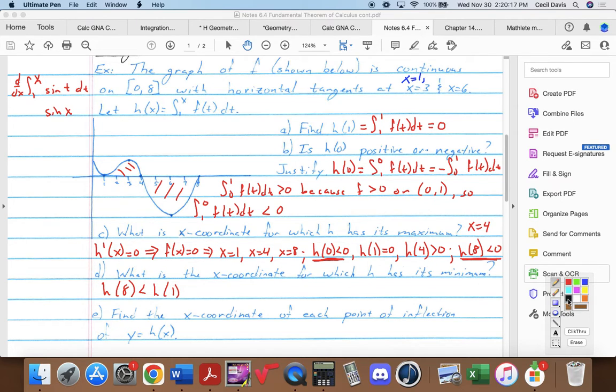H of 1 is simply the opposite of this area here. That's a small negative number. Whereas h of 8 is the area from 1 to 4 minus the area from 4 to 8. Certainly appears to be quite a bit less. So that's going to be x is equal to 8.